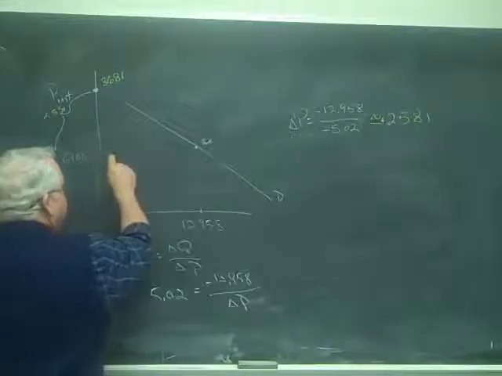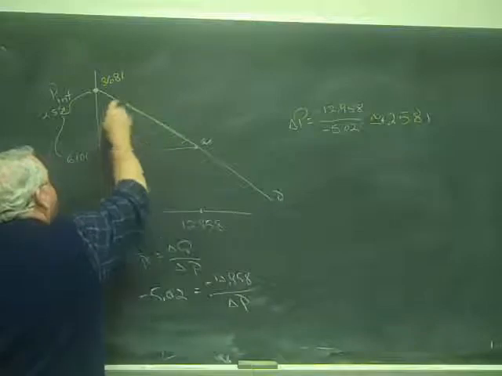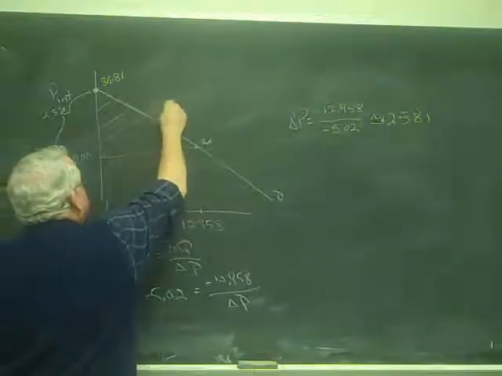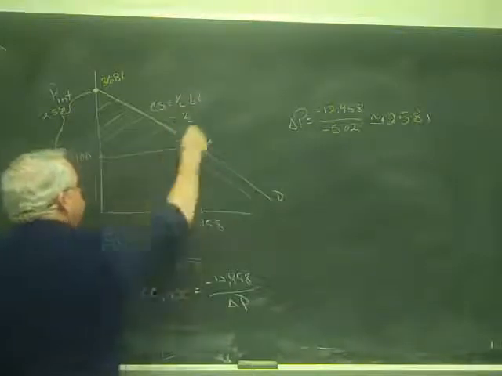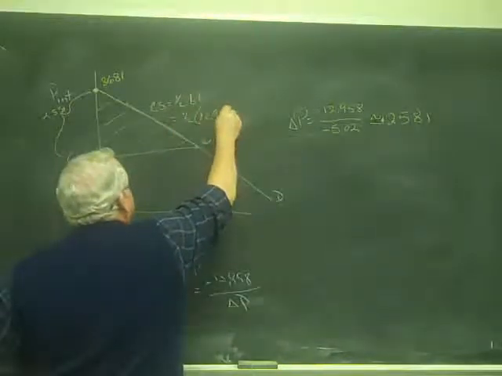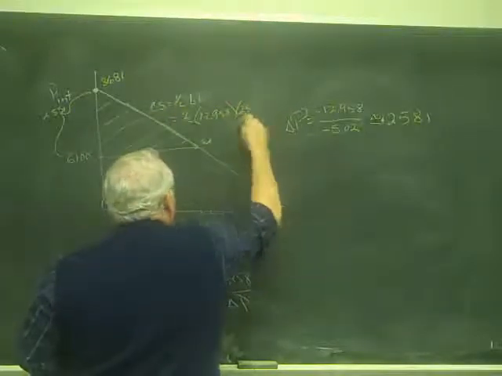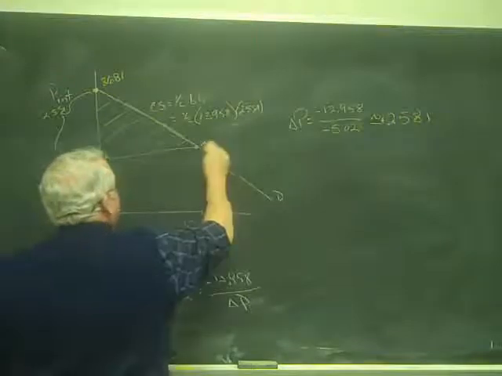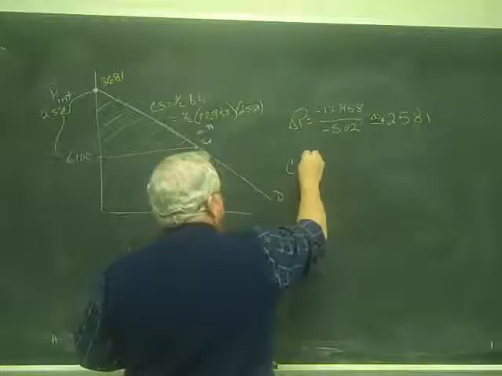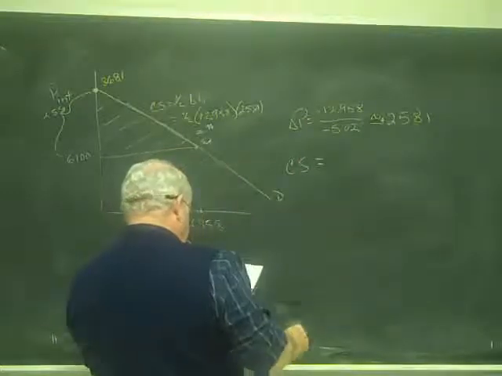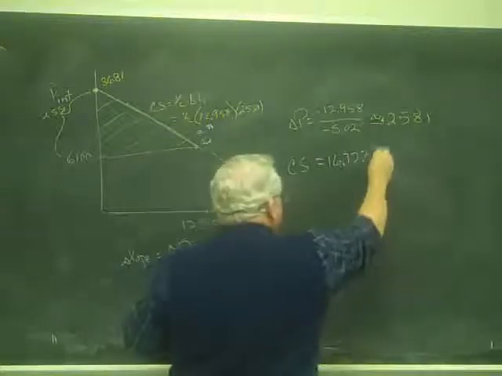You know, consumer surplus is the area of this triangle. It follows that pattern, so there's one half. The base is 12,958. The height is 2,581. And so consumer surplus, right over here, is 16,722,209.